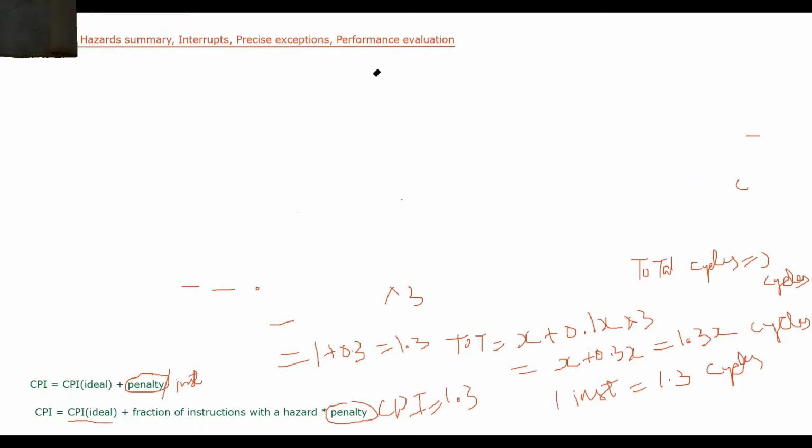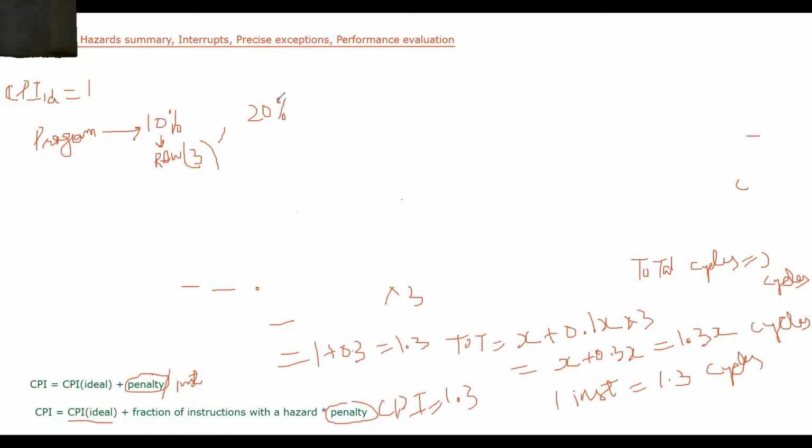Okay. So let me say that CPI ideal is equal to 1. Now let's say I have to run a program, and in this program 10% of instructions have RAW dependency, and we know that for RAW how many cycle penalty will there be? 3. And 20% of instructions are branch instructions.